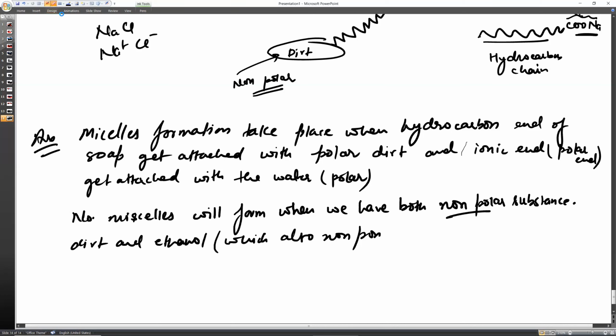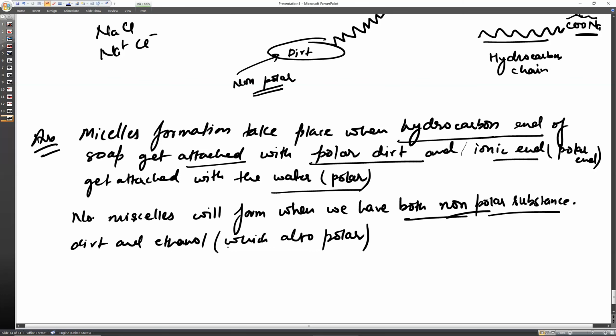Okay, the non-polar hydrocarbon end attaches with the polar dirt, and the ionic end attaches with water. Okay, no micelle formation takes place when both substances are non-polar. So you have to write it this way. Got it? Understood? Tell me fast.